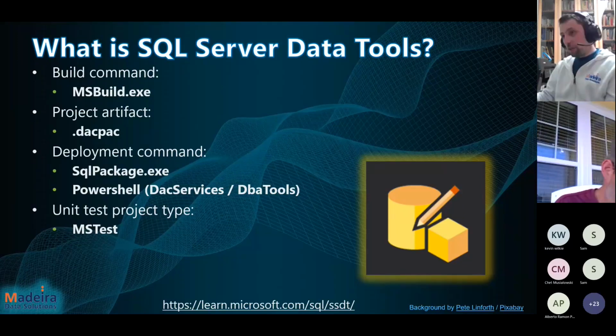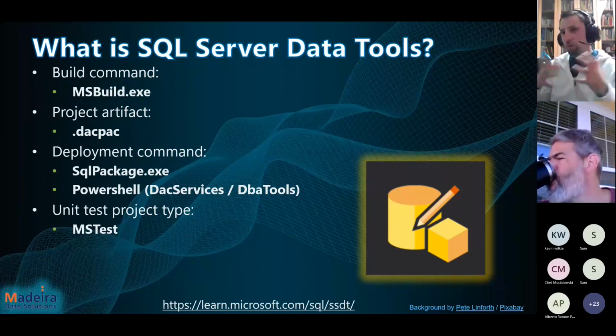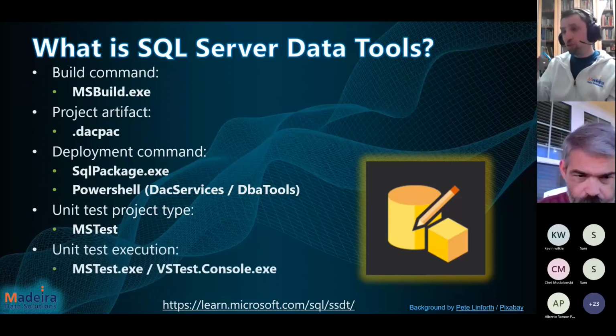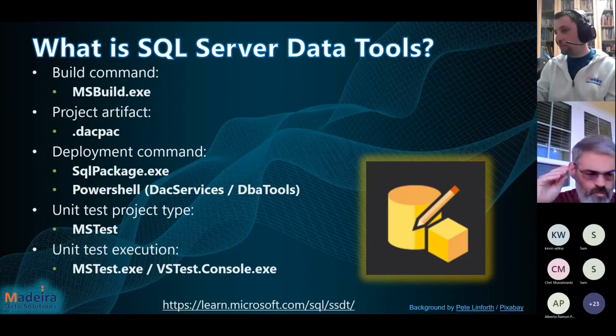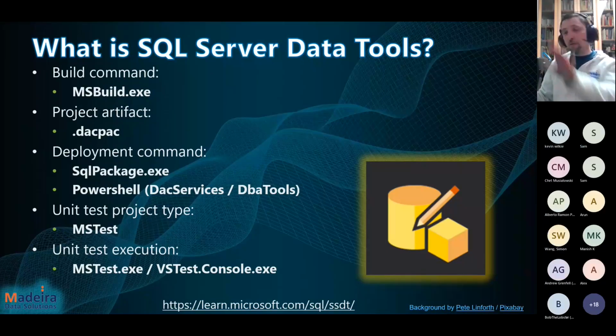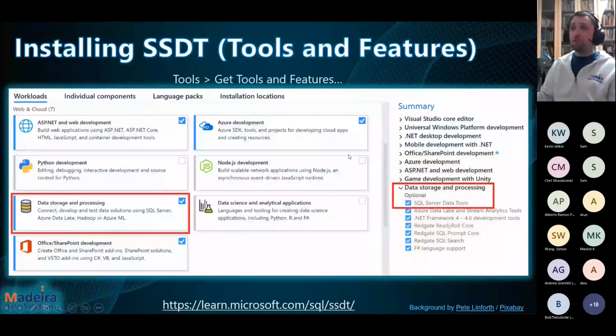The unit test project type in SSDT is basically a wrapper for a very standard MS test project, and you would be deploying it using the standard mstest.exe or vstest.console.exe executable. So this slide is basically what you need to know, the important things for automating build and deployment of SSDT. To install SSDT, you would need to install the data storage and processing workload in Visual Studio.